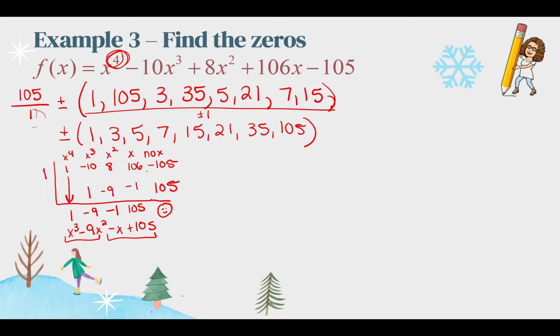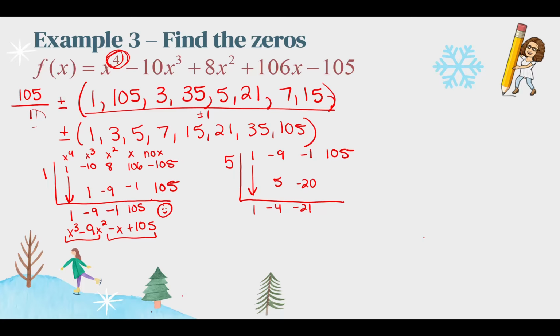But I'm not going to start with what we started with. I'm going to start with this new one. So I'm going to do this guy. 1, negative 9, negative 1, 105. Notice I'm not using the 0 because that was the remainder. I'm not going to do 1 again because I've already used that 0. Let's try. Ooh, needs to be a big number, doesn't it? Let's try 5. Drop the 1. 5, negative 4, negative 20, negative 21.